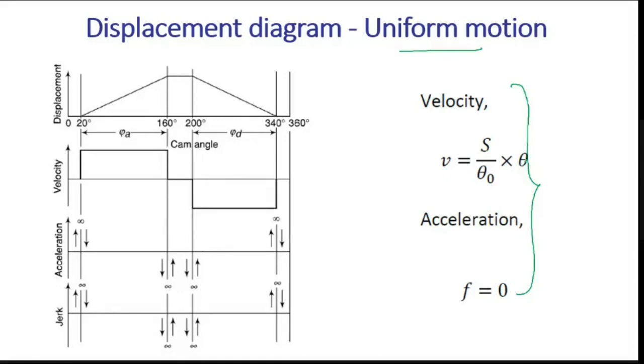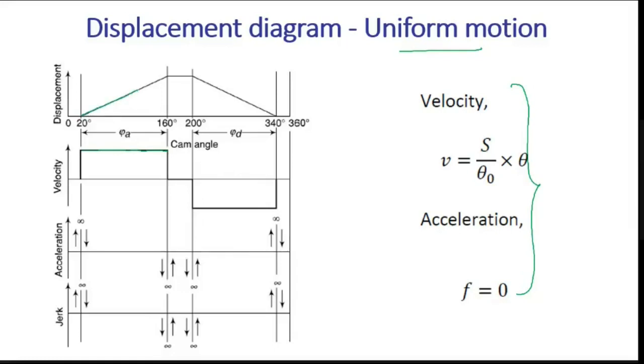Where theta naught is your angle of dwell... theta is in terms of radius, whatever value they give, and you have to multiply that. S is the stroke length. So you can see that your velocity is constant. Let me consider you have an approximate diagram here. You can see that the velocity, there is no velocity.